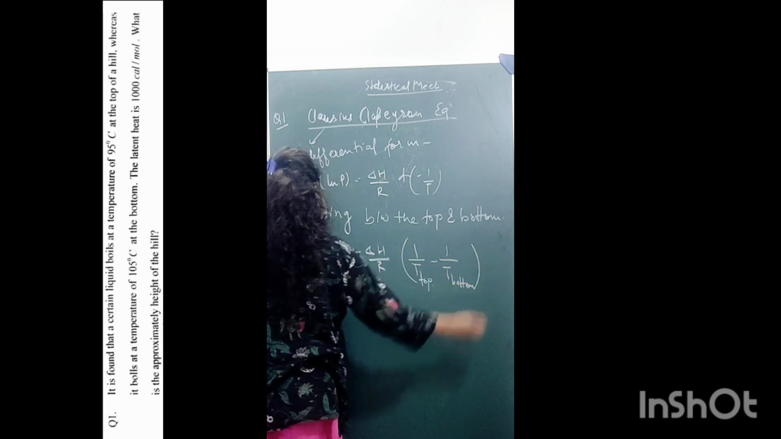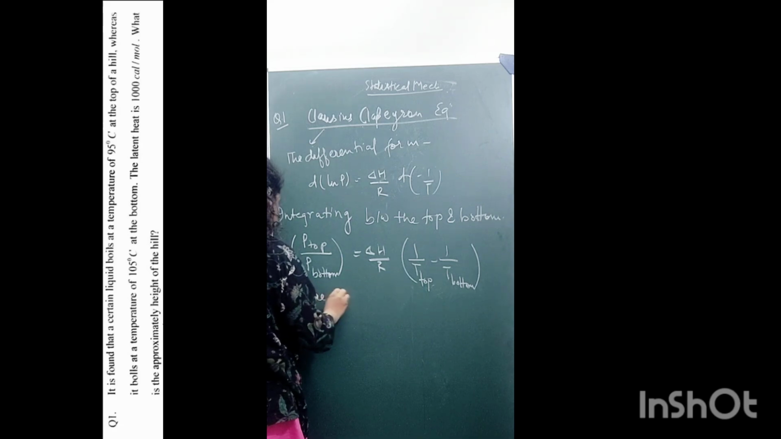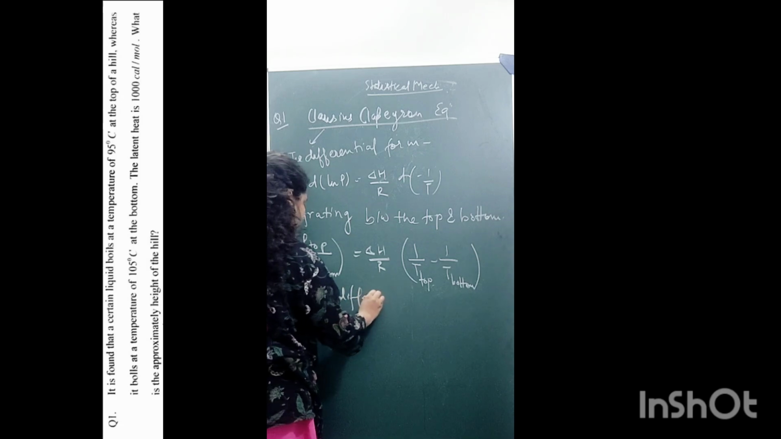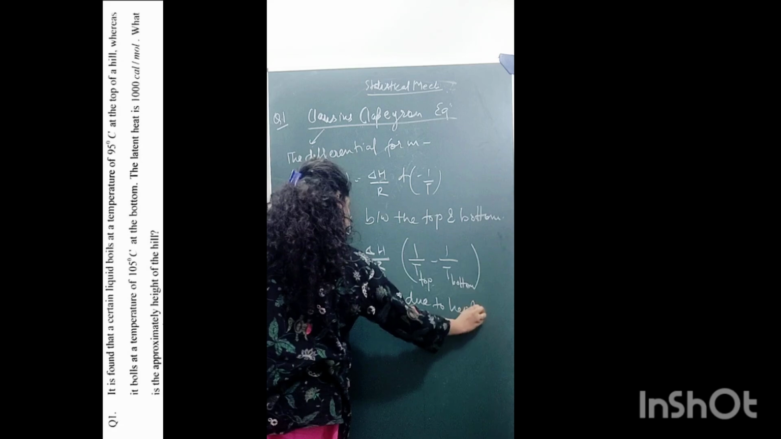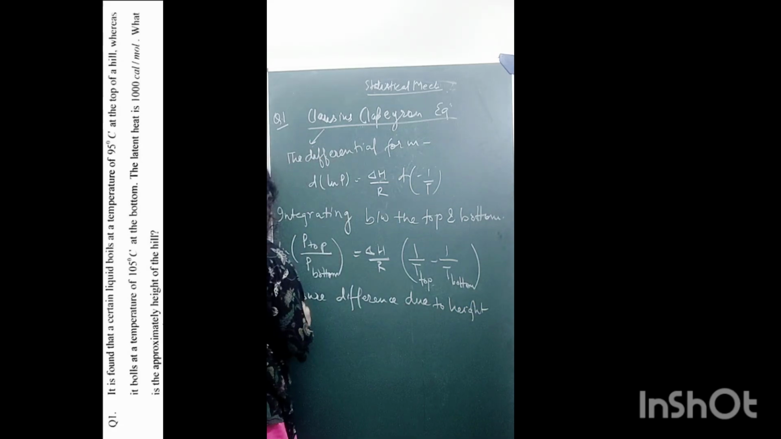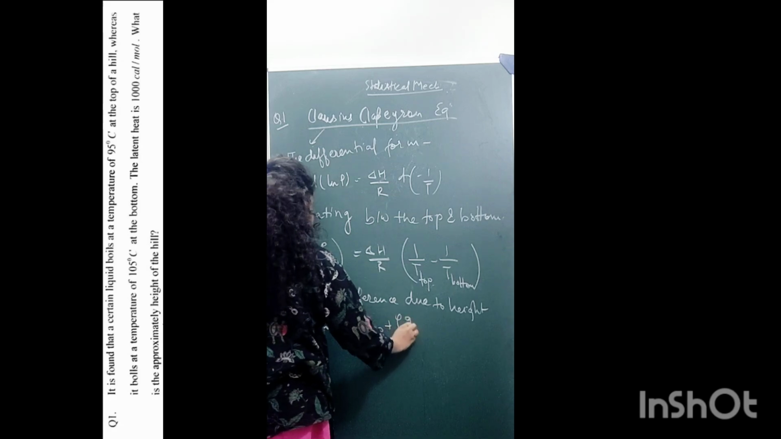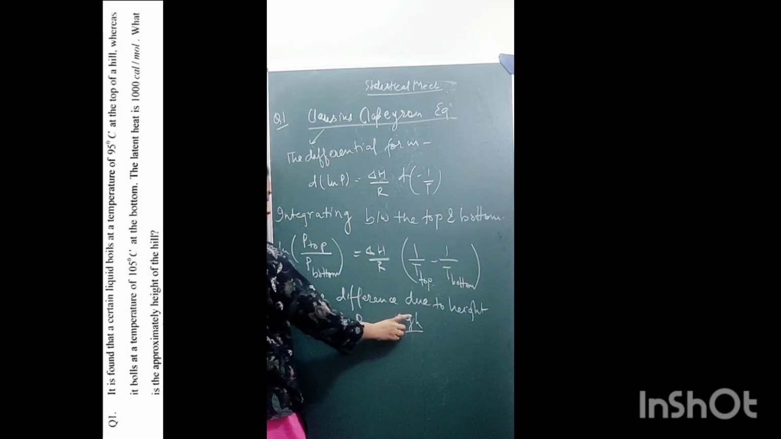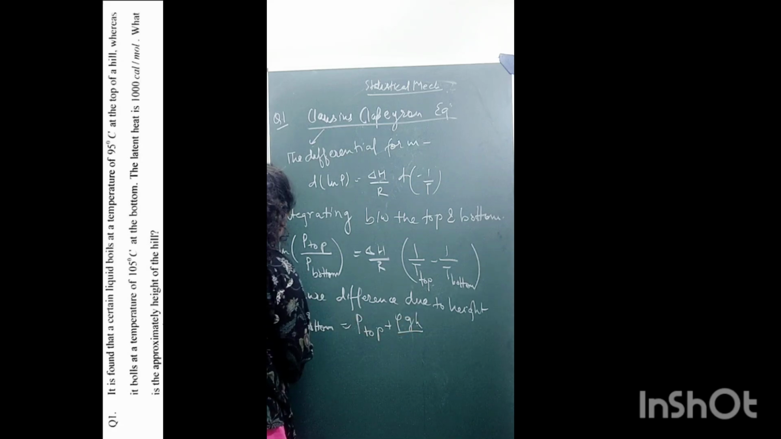Right? This thing. Okay. So I will say the pressure difference due to height. Due to height will be what? P bottom is equal to P top plus rho gH. Okay, density, acceleration due to gravity and the height. So substitute in the logarithm.